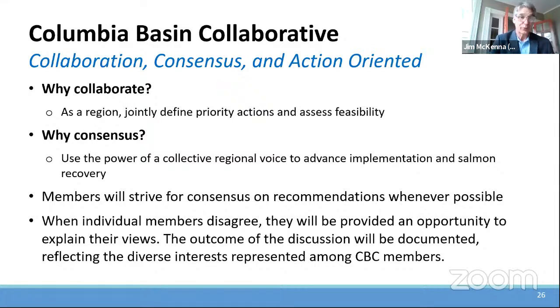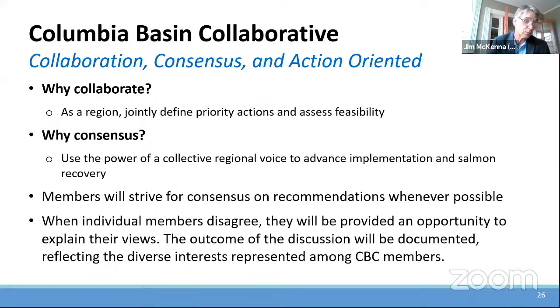Collaboration, consensus, and action-oriented. As I mentioned earlier, we really want to work with parties who are truly committed to collaboration. These are complex issues and involve so many different sectors, not just the fishing communities, not just tribal rights and treaty rights, but the economy, the power generation for the region, the transport of materials, agricultural and irrigation issues. And we really want to sit down and find long-lasting, sustainable solutions. And to do that, we really need people to come to the table with the spirit of collaboration.